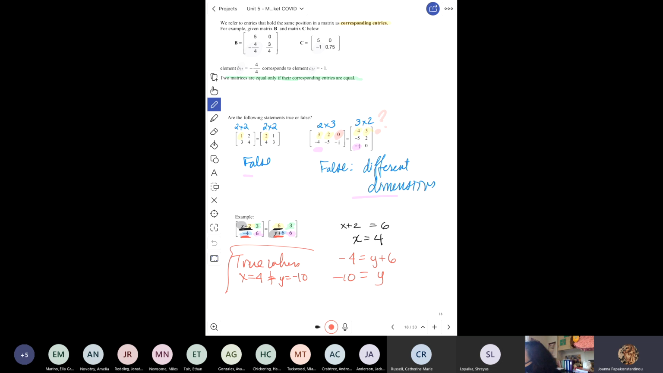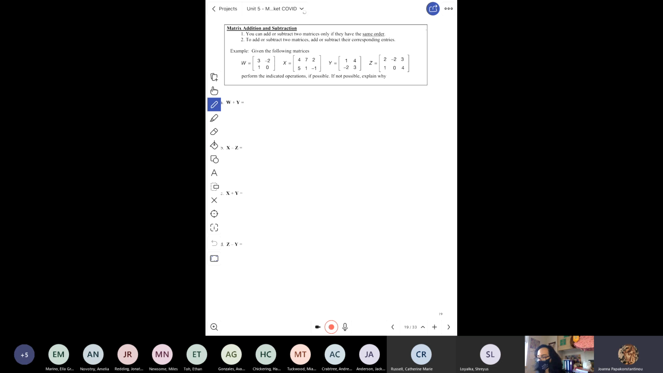Okay, so that's when we have equal matrices. And that's what it means to look at corresponding entries. Now, let's talk about how we're going to add and subtract matrices. So I have two matrices, and I want to add or subtract them. You can add or subtract two matrices if and only if they have the same order.